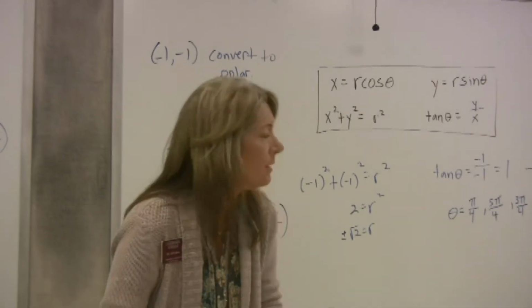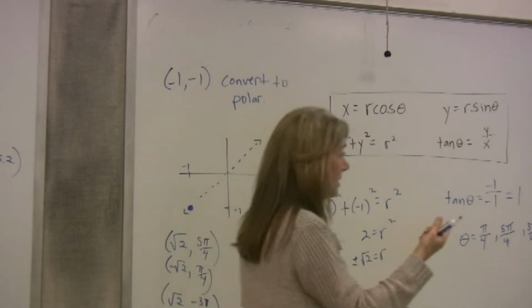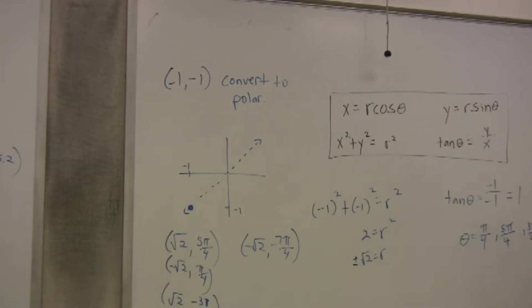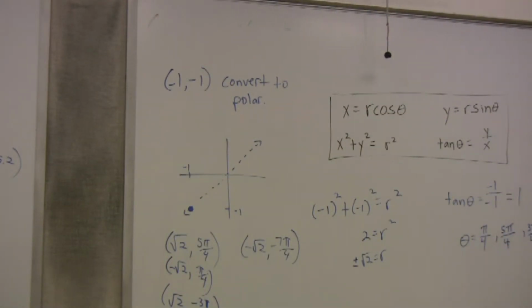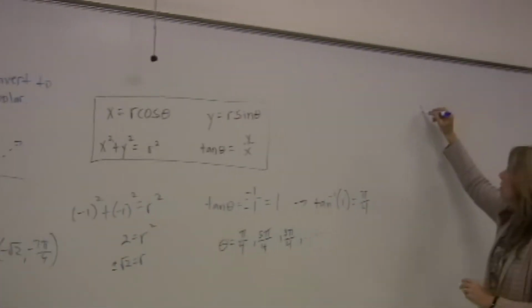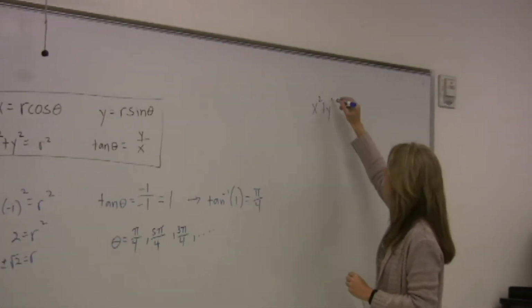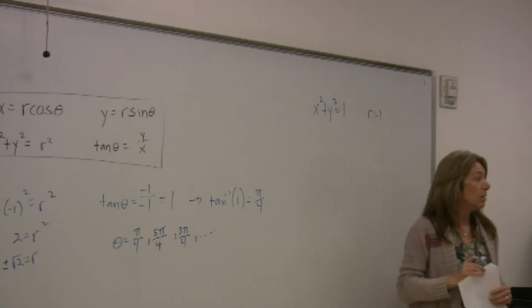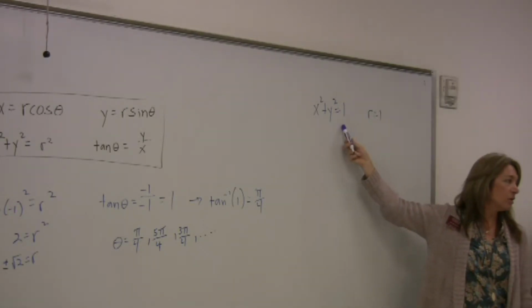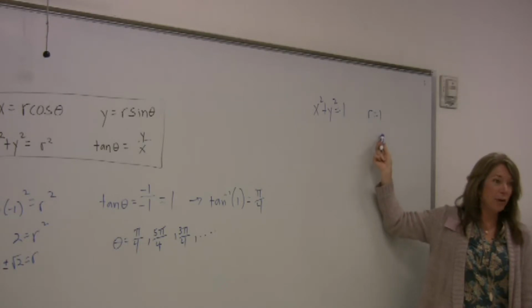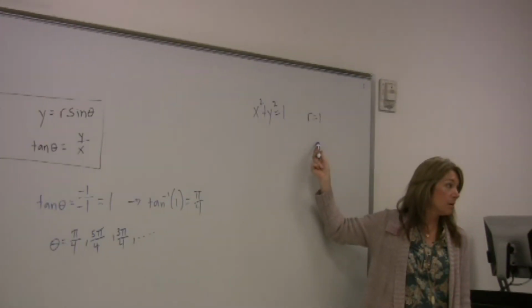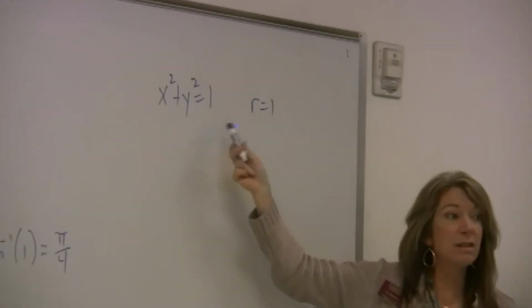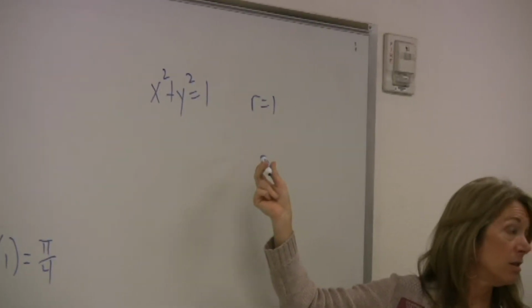All right, so now that we can change points from one to the other, we want to change entire equations. Like remember earlier I told you x squared plus y squared equals 1 was the same as r equals 1. Every point on this circle also has an r value of 1 if you change it to polar coordinates. So we're going to take entire equations and change them into polar equations, or vice versa.